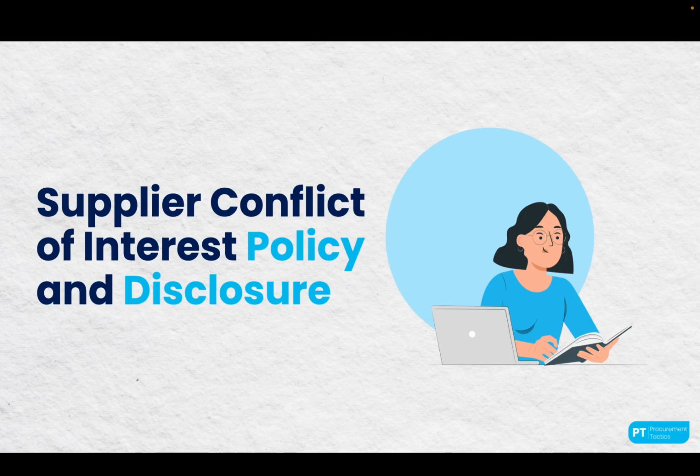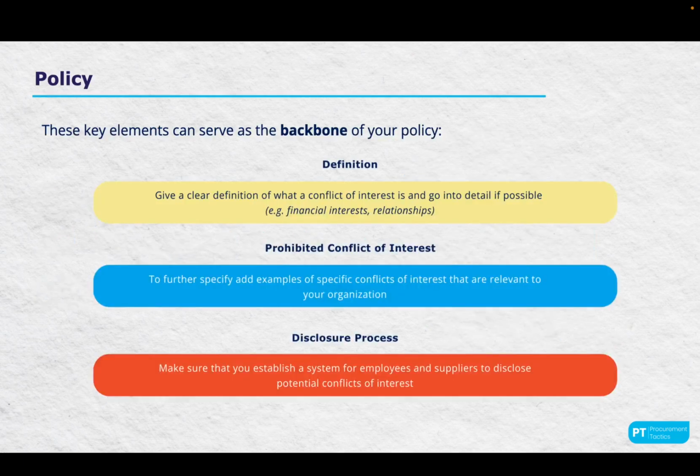Now, onto the supplier conflict of interest policy and disclosure. There are two very important things to have for these 4 steps, and those are the supplier conflict of interest policy and the conflict of interest disclosure. These two are built as a backbone for the prevention of supplier conflict of interest.